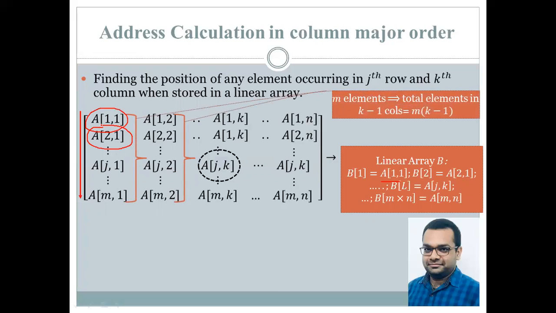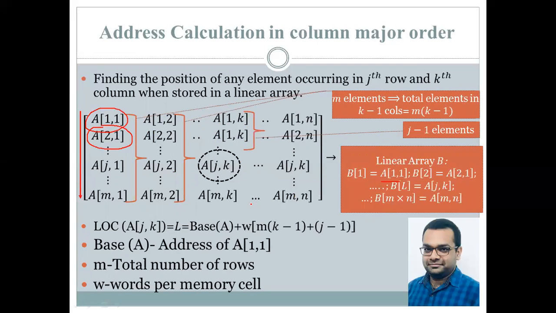So now you can clearly see, before reaching ajk, we would have gone through the k minus 1 columns, and since each column contains m elements, therefore the total number of elements that we would have scanned through will be m into k minus 1. Before reaching the jth row, inside the kth column, there will be j minus 1 elements.